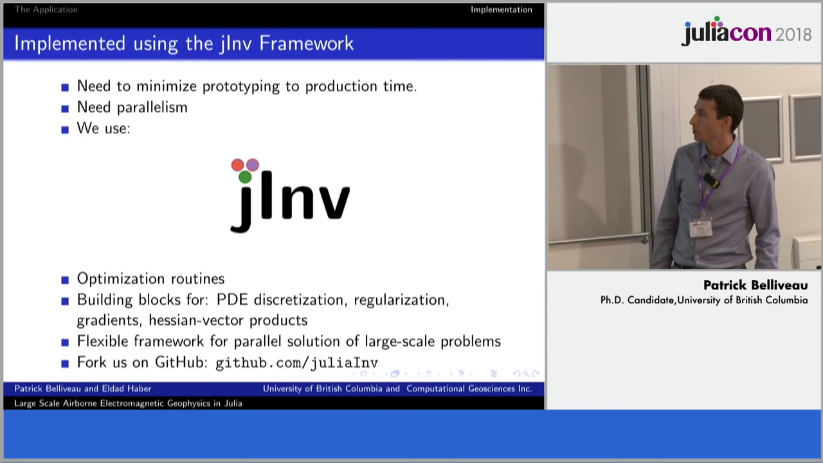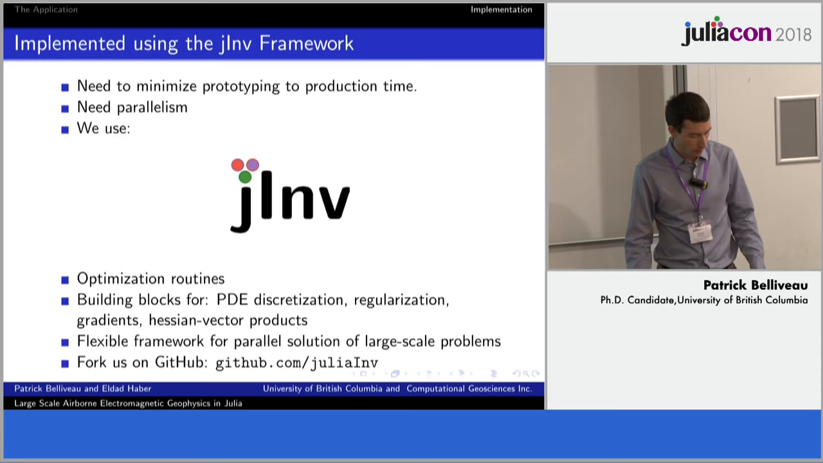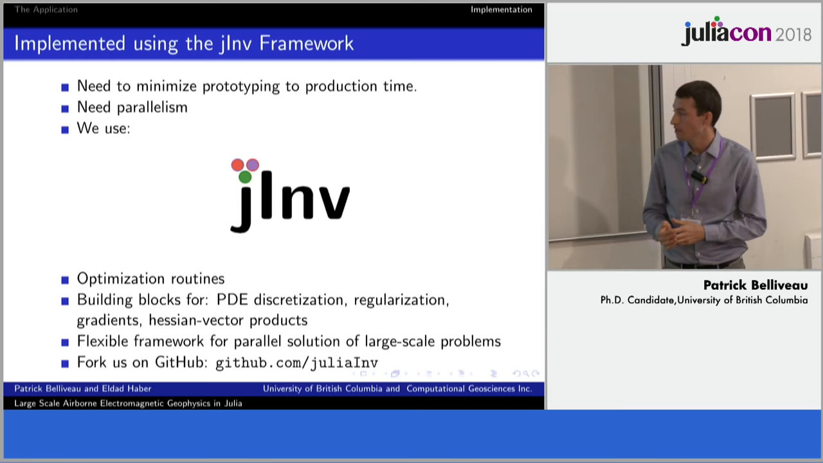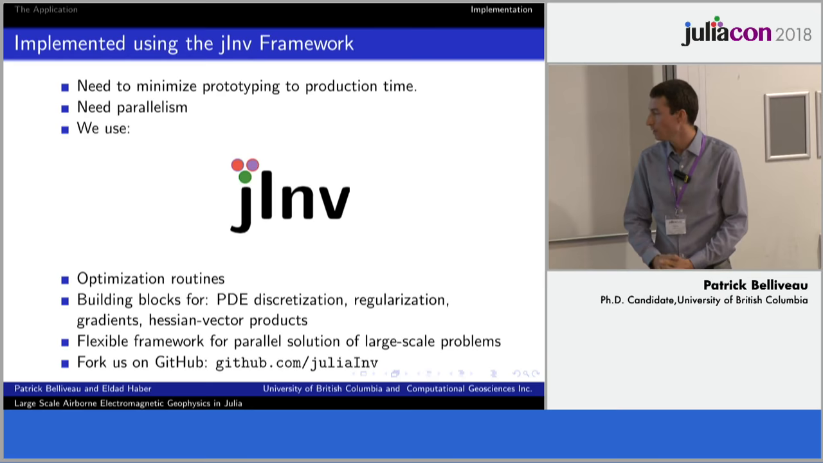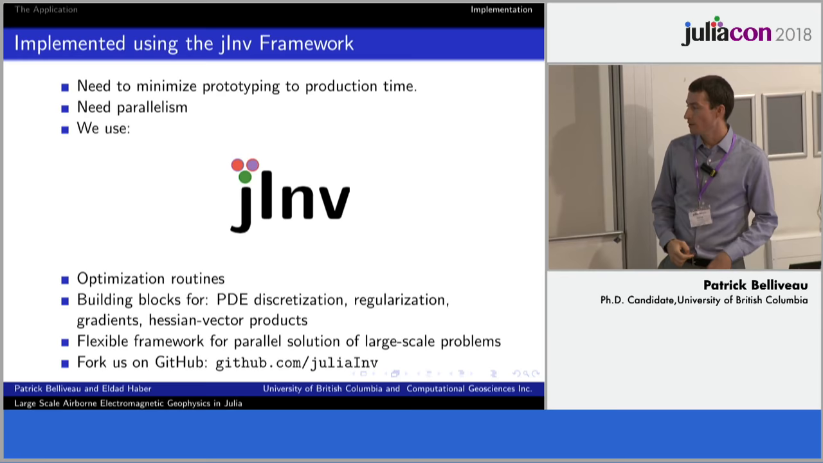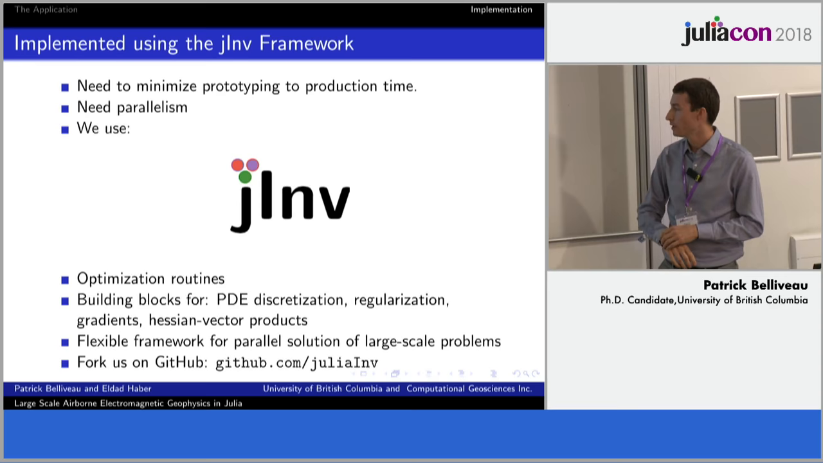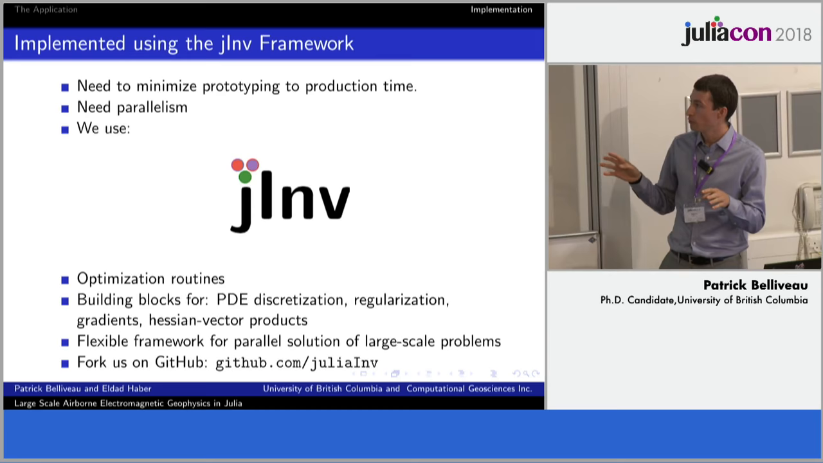It's got a framework with a few different Julia packages. It's got optimization routines, building blocks for finite element and finite volume PDE discretization, stuff for regularization, gradients, and Hessian vector products. We stay away from forming Hessians whenever we can. And also, of course, a flexible framework for computing these large-scale problems that we can decompose into many sub-problems in parallel. So take a look on GitHub if you're interested, or for a brief overview, also look at the talk I gave overviewing this framework at last year's JuliaCon.